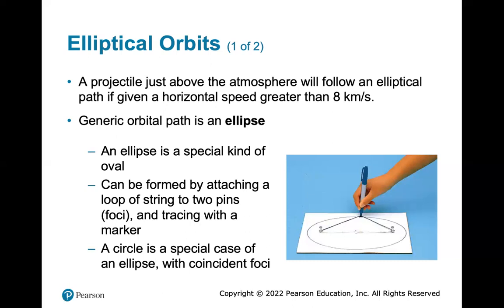We'll discuss Kepler in a little bit. Kepler was the one that discovered that they were elliptical orbits. So an ellipse is a special kind of oval. It can be formed by attaching a loop of string to two pins, the foci, and tracing with a marker. A circle is a special case of an ellipse with coincident foci. So if you bring the foci together so that it's really one focus, then you get a circle.